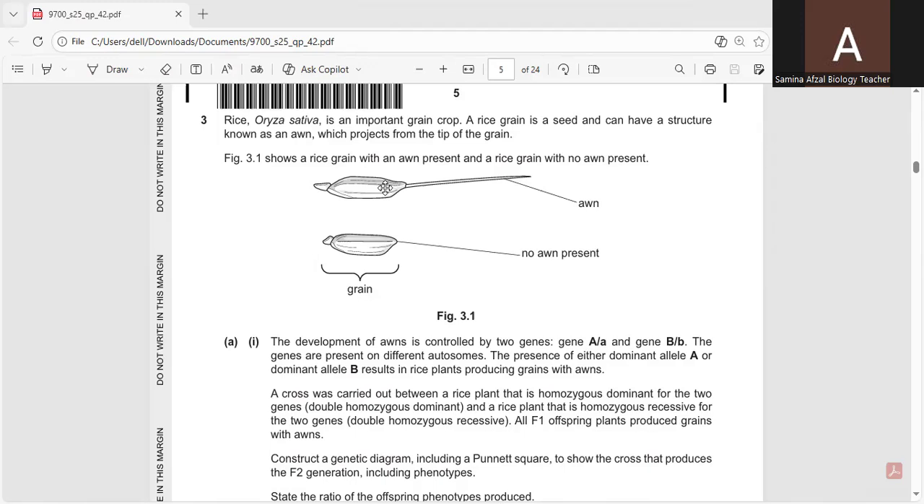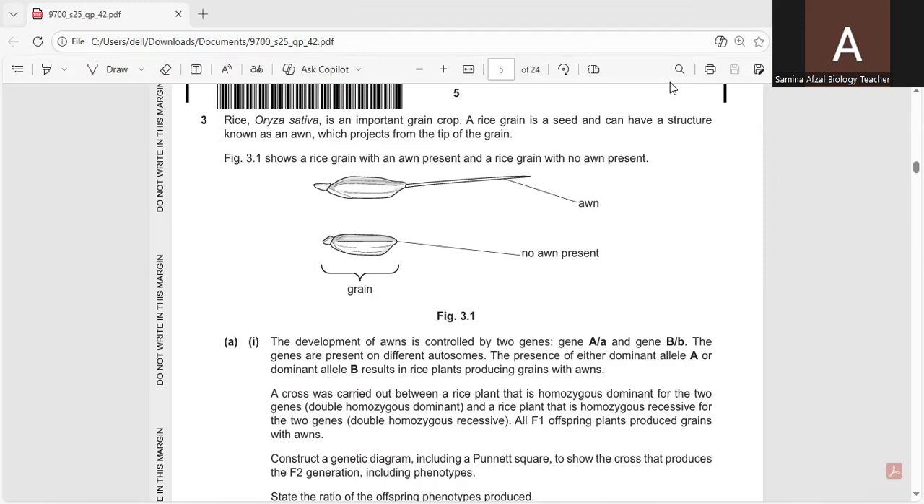The presence of either dominant allele capital A or dominant allele capital B results in rice plants producing grains with awns. A cross was carried out between a rice plant that is homozygous dominant for the two genes and a rice plant that is homozygous recessive for the two genes. All F1 offspring plants produce grains with awns. Construct a genetic diagram including a Punnett square to show the cross that produces the F2 generation, including phenotypes. State the ratio of the offspring phenotypes produced.